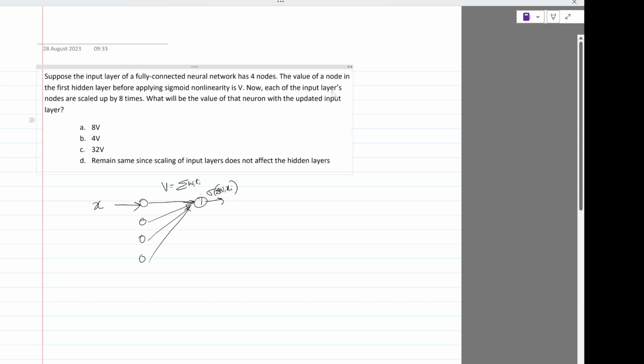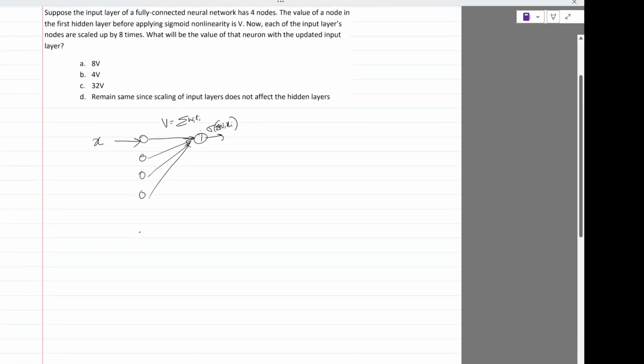Now each of the input layer's nodes are scaled up by 8 times. So instead of this, each input is now 8 times x1, 8 times x2, 8 times x3, 8 times x4, and you have the hidden layer node. So what will be the value of the neuron with the updated input layer?